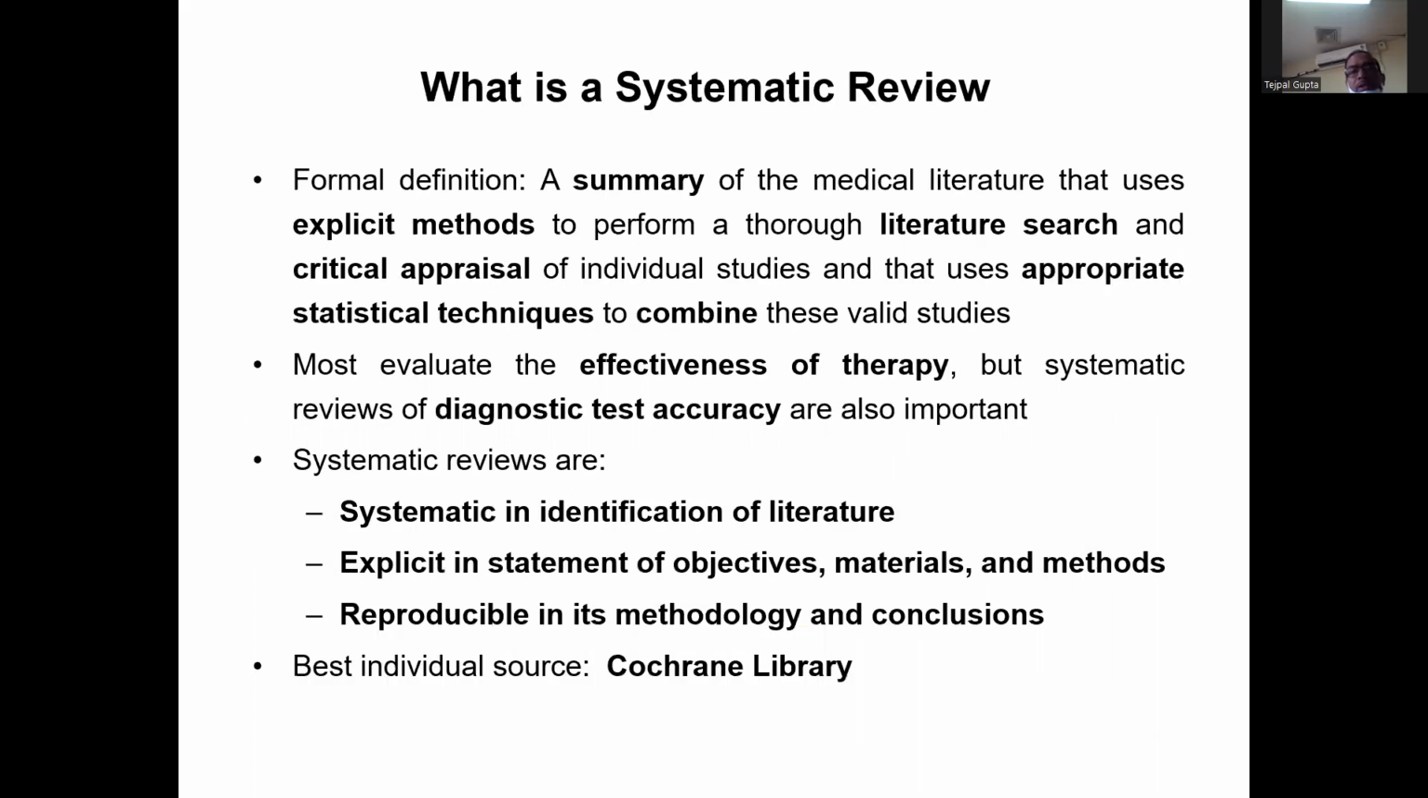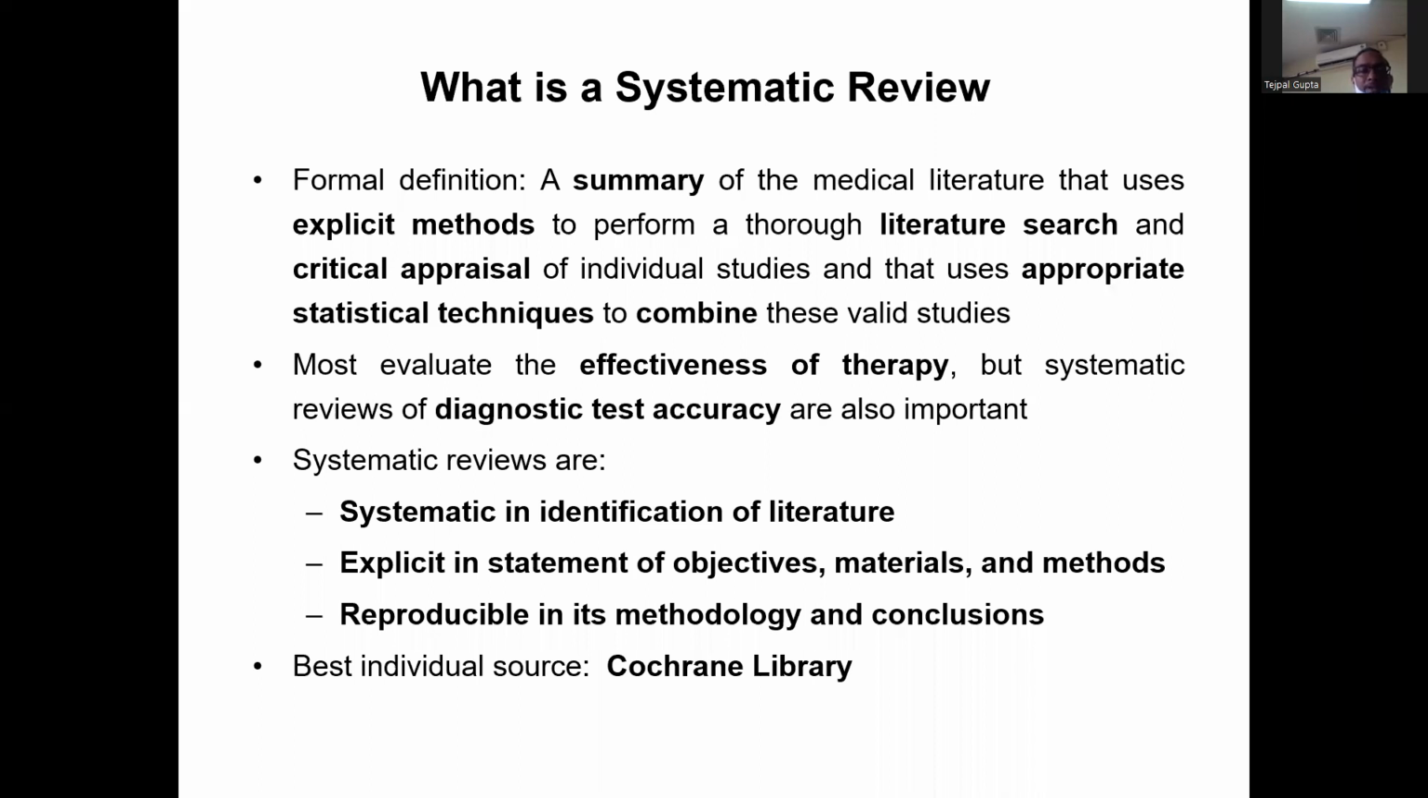So just to briefly introduce what a systematic review is, the formal definition is that it's a summary of the medical literature that uses explicit methods to perform a thorough literature search and critical appraisal of individual studies, and that uses appropriate statistical techniques to combine these valid studies. Most of the time, most people do a systematic review for effectiveness of therapy, but increasingly systematic reviews of diagnostic test accuracy are being done, and they are also quite important.